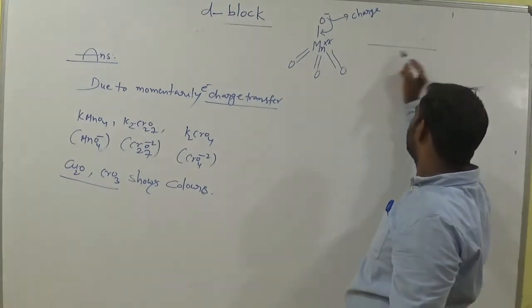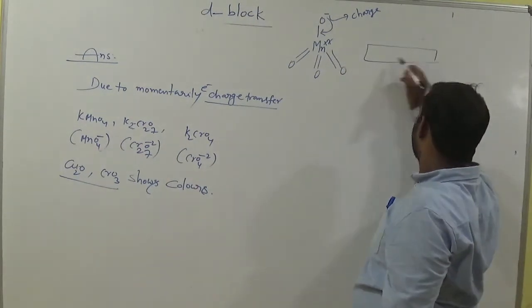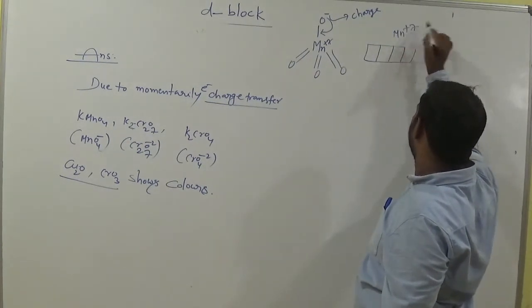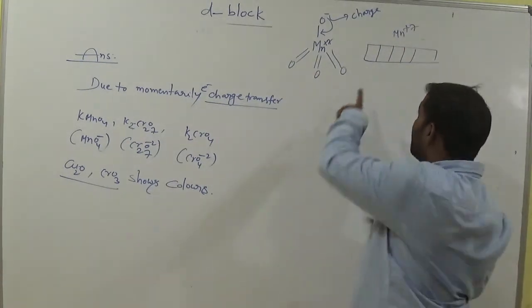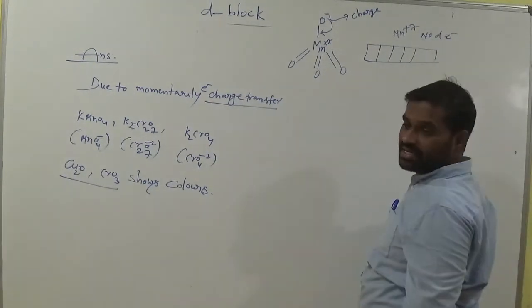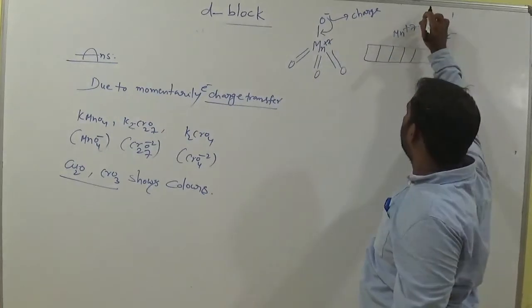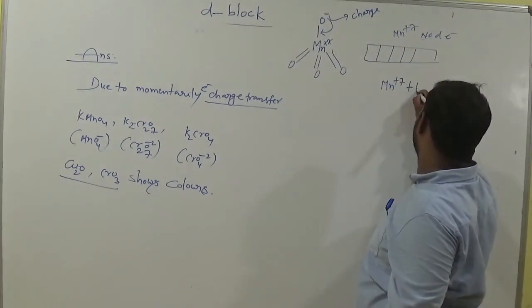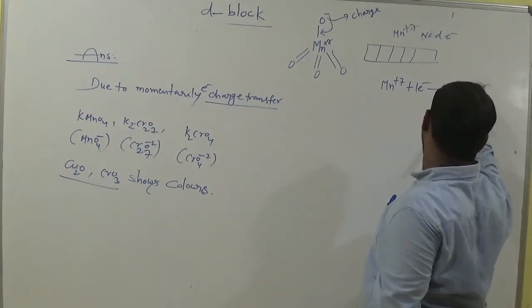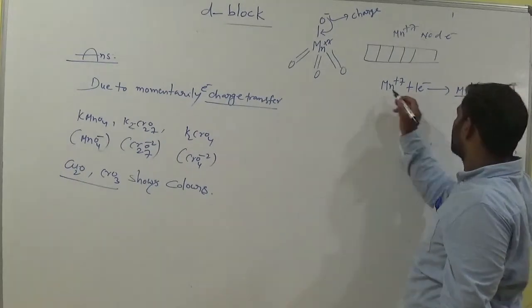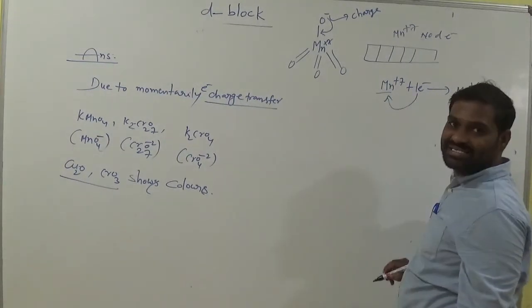In Mn plus 7 there is no d electron, am I right? But this oxygen offers 1 electron to this ion. That means Mn plus 7 gains 1 electron from oxygen, it becomes Mn plus 6. Gaining of electron is called reduction.